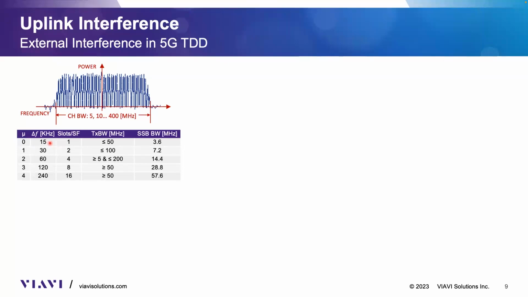LTE was only one configuration. It was only 15 kilohertz. In the case of 5G, we have all these different options. So two key distinctions in 5G low band and 5G mid band. In 5G low band, it's always 15 kilohertz. In mid-band, there are different options, but typically what we have seen is that all of them are 30 kilohertz.